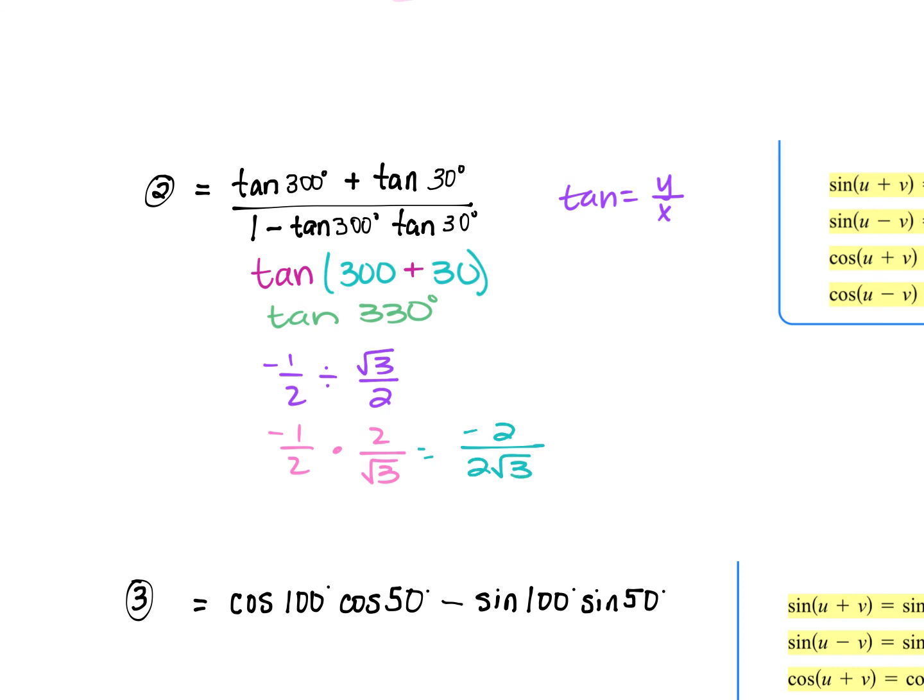Can you simplify anything? What about the 2's? So the 2's become 1's. So really this is negative 1 over the square root of 3. So if we rationalize that denominator, we multiply the square root of 3 on the top and the bottom. And this leaves us with the square root of 3 over the square root of 9, which is 3. So the negative square root 3 over 3.